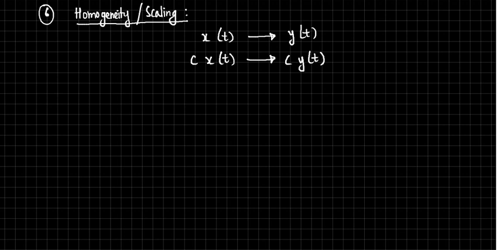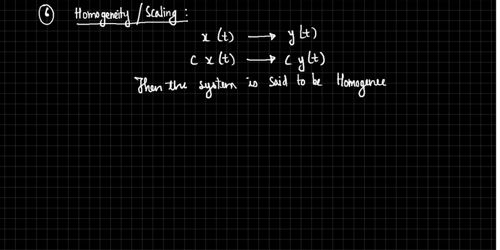What does it mean? Say, for example, I am speaking at some pace or some amplitude. I am getting some output at the speaker. If I speak loudly, it will be louder in the speaker itself. So it should be the same scaling factor by which I am scaling the input. All right. So if this is true, then the system is said to be homogeneous or follow the scaling property.